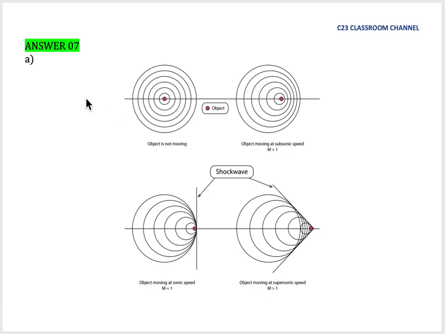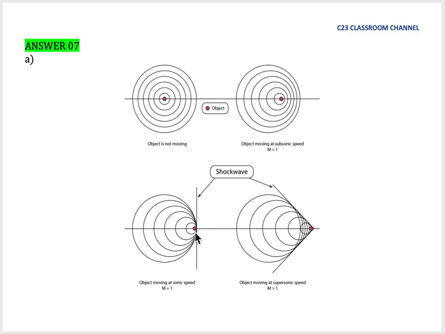To answer question A for Mach wave and Mach cone, I hope you could draw basically these four diagrams. For example, if we have a sound source here, and the object is not moving, we could draw the sound wave like this. And then if the object is moving at slow speed, meaning subsonic speed, we could see that the sound wave is denser at the right side.